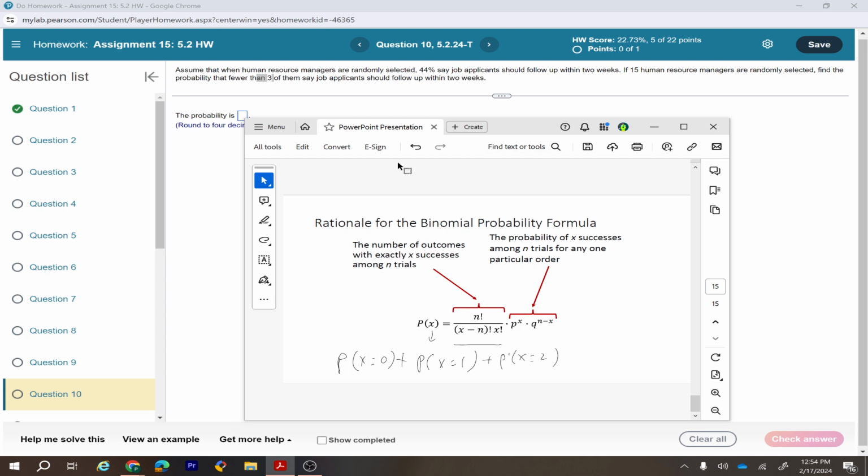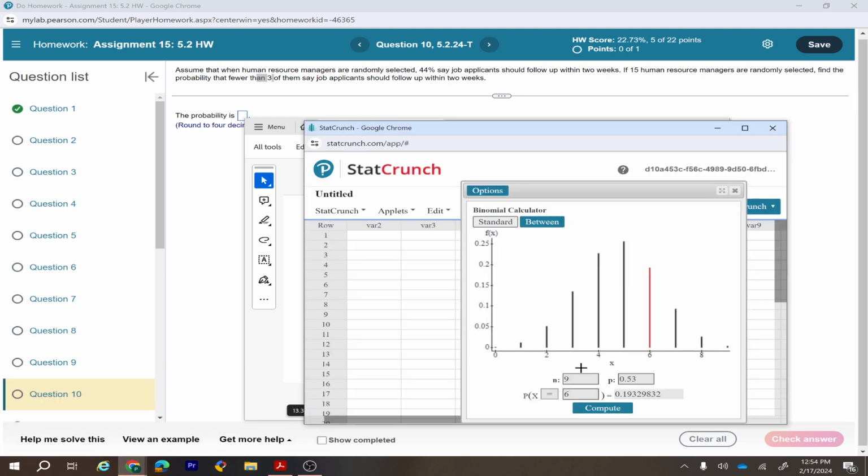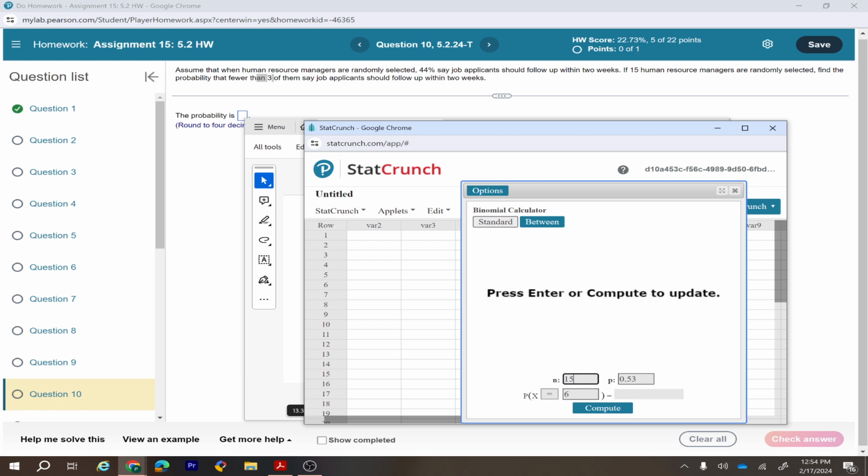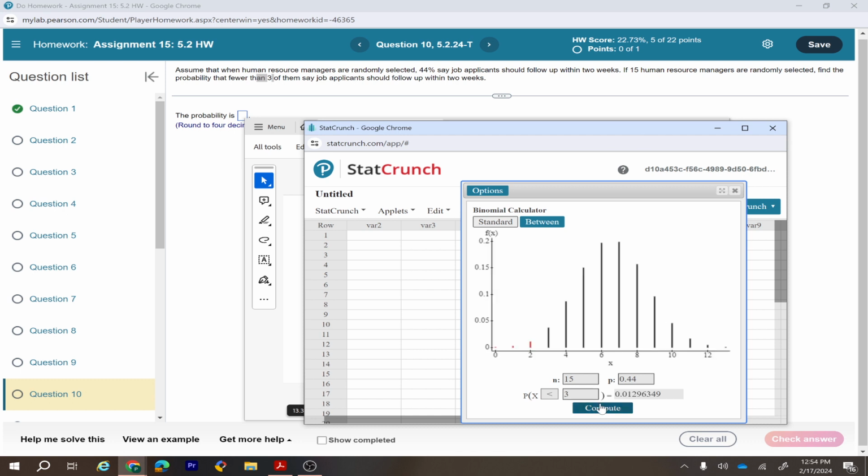But using StatCrunch, finding this value is very easy. Go to StatCrunch one more time and plug in these values. The number of human resource managers is 15. The probability of success is 44%, so 0.44. This time x is less than 3. So instead of calculating individual cases for 0, 1 and 2, we can use StatCrunch and just hit compute. That will calculate everything.